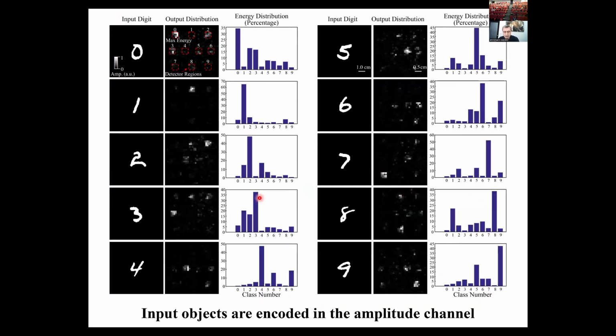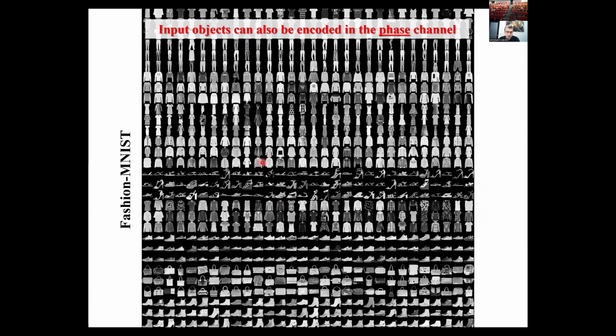And this information encoding can be done in different ways. Because these are coherent processors, you can encode the information in the amplitude channel. For example, these are never-before-seen handwritten digits. For example, this is a never-before-seen number 8. At the back focal plane, this part received the most number of photons, and that's where we allocated the class 8 detector, and that's why you get the correct classification. So these kinds of processors can reach for MNIST close to 98% classification accuracy.